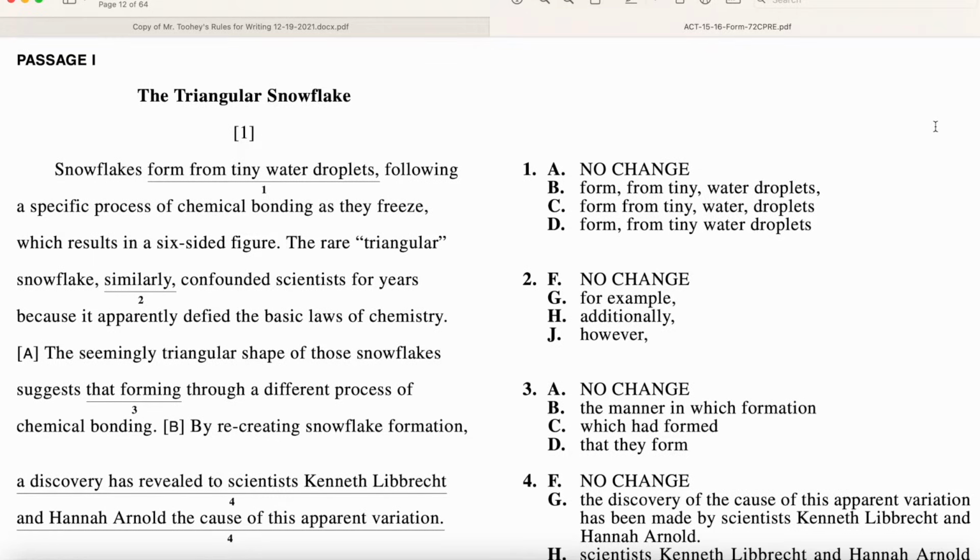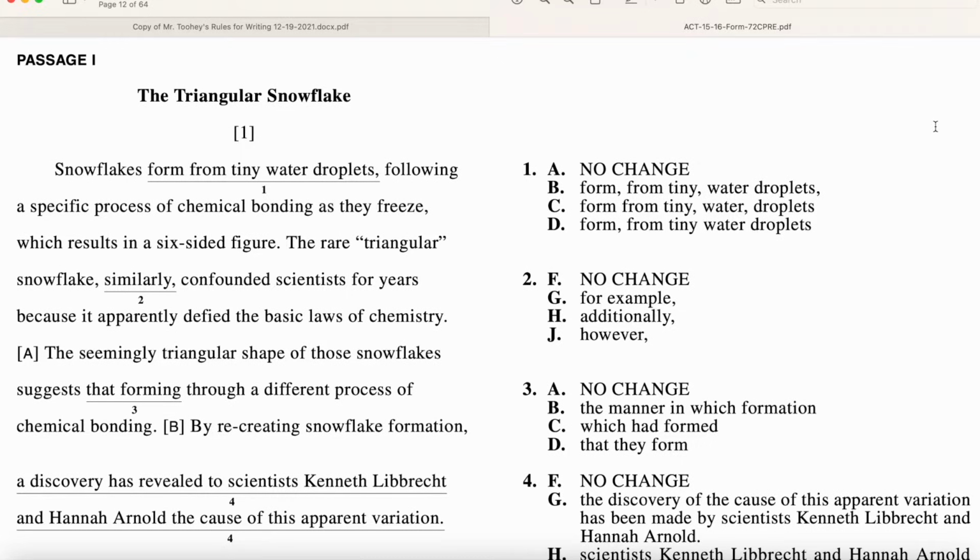Let's keep it, okay? Now I want you to plug in answer choice C. Just plug it into the sentence and make sure that you take a pause where there's a comma. Snowflakes form from tiny water droplets following a specific chemical... Okay, yeah, you can stop there. How's that sound, Abdul? That does not sound good. That's never a good sign. Let's try D.